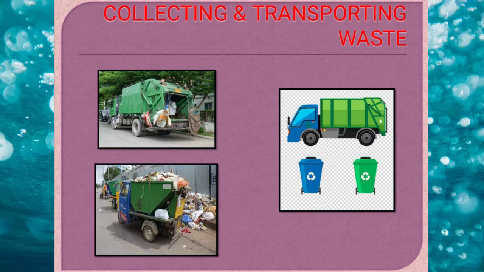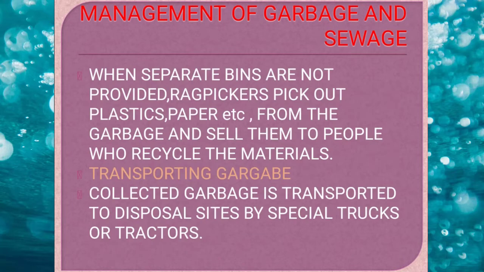Now here you can see the process of collecting waste and also transporting and the different types of dustbin which is provided. When separate bins are not provided, rag pickers pick out plastic, paper, etc. from the garbage and sell them to people who recycle the materials. Transporting garbage. Collected garbage is transported to the disposal site by special trucks or tractors.